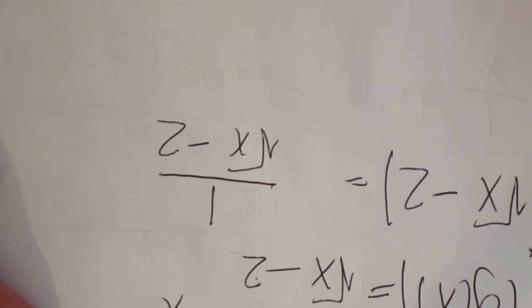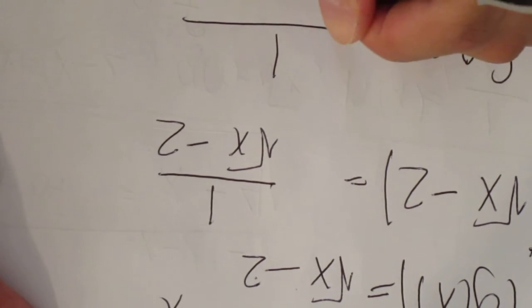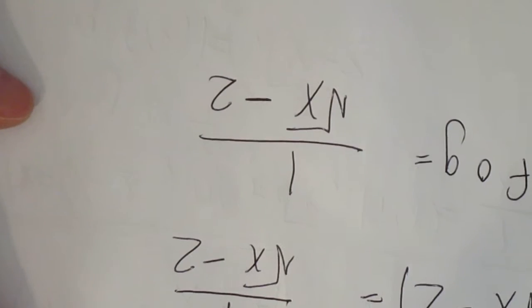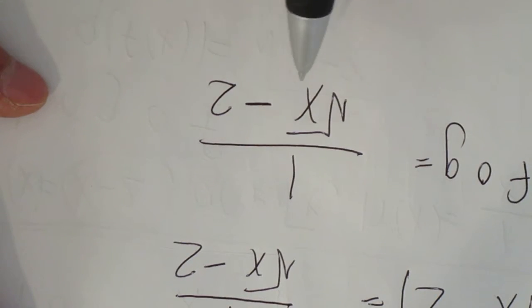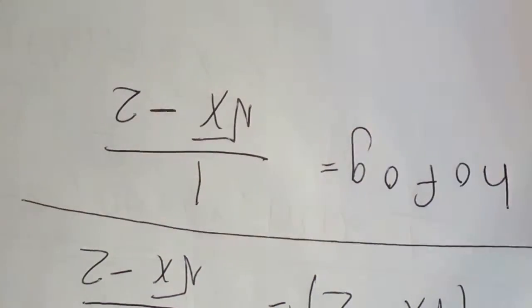So your final answer is h of f of g equals 1 over just the square root of x, not the whole thing, minus 2. Because the last one was the whole thing, right? But this is just the square root of x. And that is your final answer.